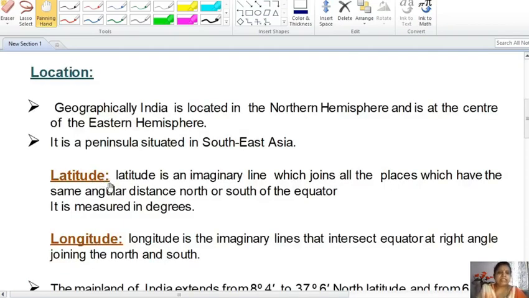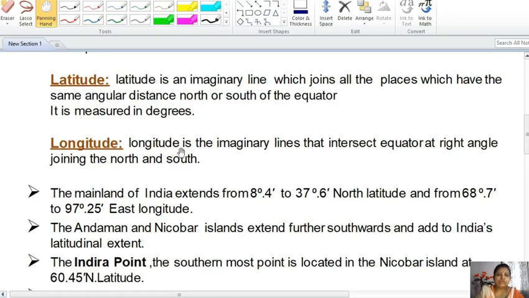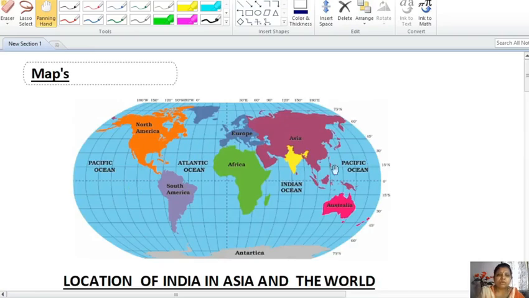Now let us discuss the meaning of latitudes. Latitude is an imaginary line that joins all the places which have the same angular distance north or south of the equator, and it is measured in degrees. Longitude is also one of the imaginary lines that intersect the equator at right angles, joining the north and south. So as I already showed you, these are the important latitudes.